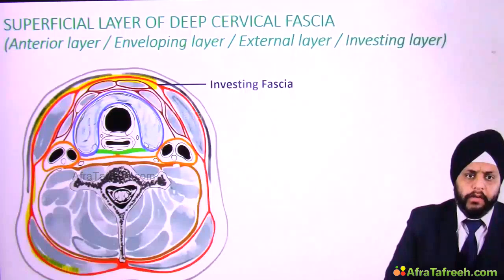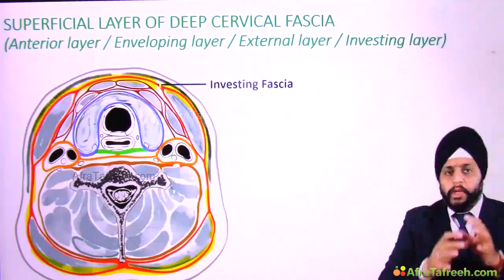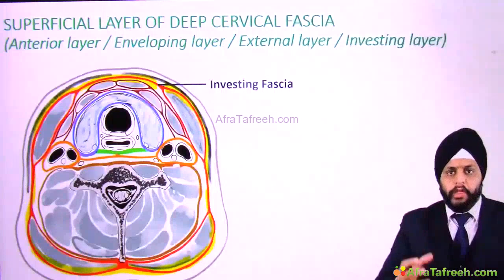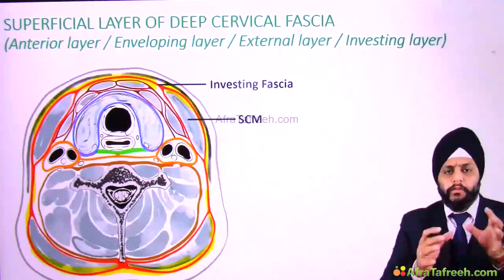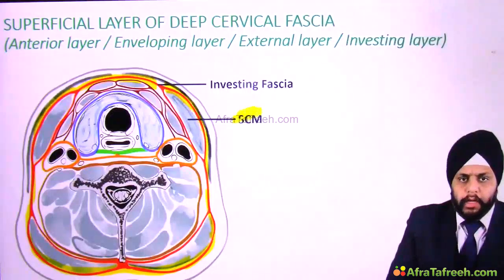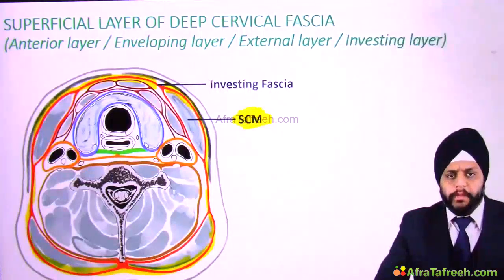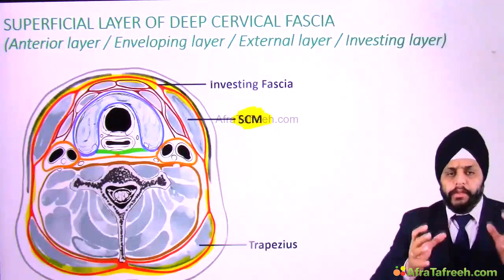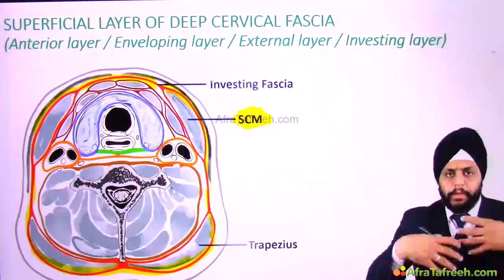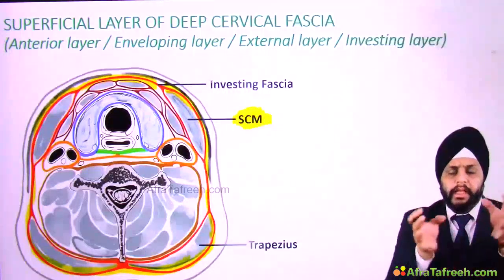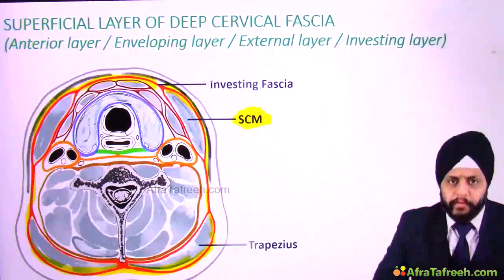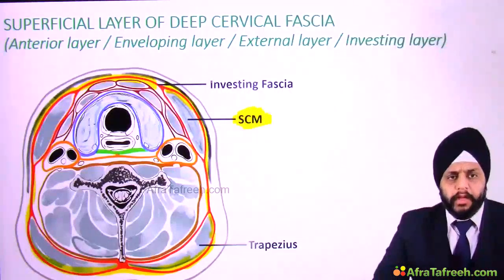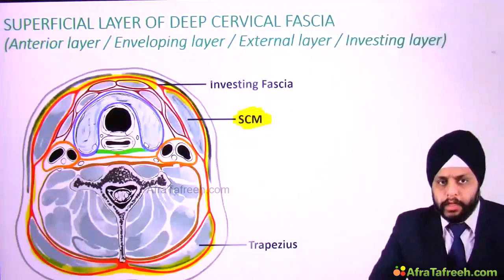Now when you see that it is going all around the neck, you can see that this fascia is enveloping two muscles. So it is known as enveloping layer. Which two muscles? It is enveloping over here the sternocleidomastoid muscle, and you can see the trapezius posteriorly. So the trapezius and the SCM are enclosed in this fascia, that is the investing fascia or the superficial layer of deep cervical fascia.